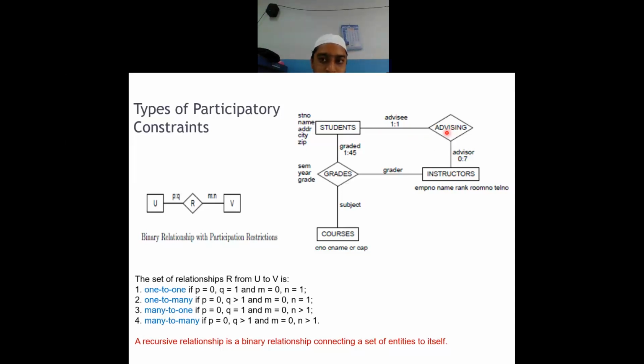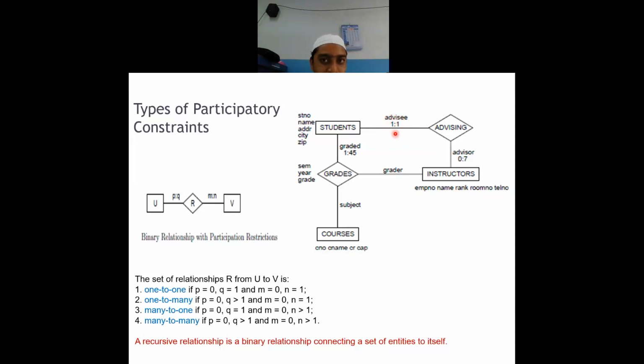So our relationship is advising, but how many students can be interacting at a time with the instructor? Can a student interact with more than one faculty? That particular ratio, one student is to one faculty.